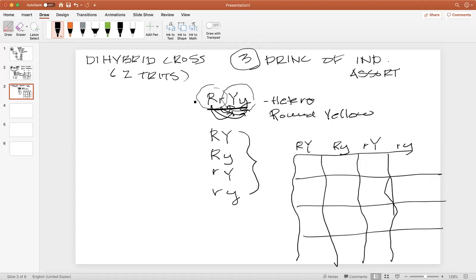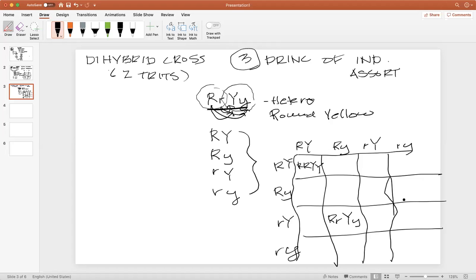Now, if we cross this individual with another individual just like it, another pea plant that's heterozygous for both traits, we would fill it in here like this. Okay, and then you could fill this in like this, R, R, Y, Y, etc. Let's try one down here. Let's do this one. Big R, little r, big Y, little y, okay? So you can see that this is how you would do a dihybrid Punnett square.